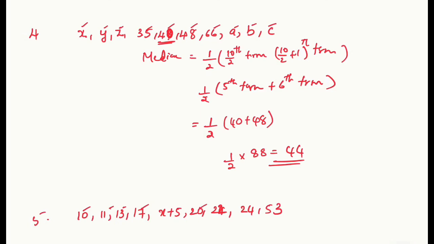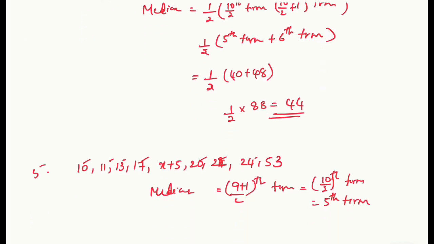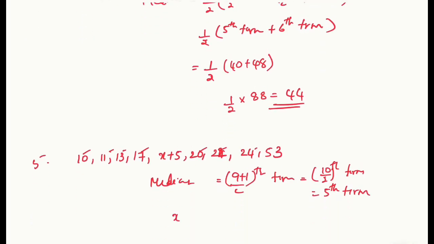We have 9 terms in total. So what will be the median? Median will be the (9 plus 1) by 2 term, that is the 10 by 2 term, equal to the 5th term. What is the 5th term? The 5th term is x plus 5. X plus 5 equals the median, which is given as 18. So x is equal to 18 minus 5, that is equal to 13. You will get it as 13.